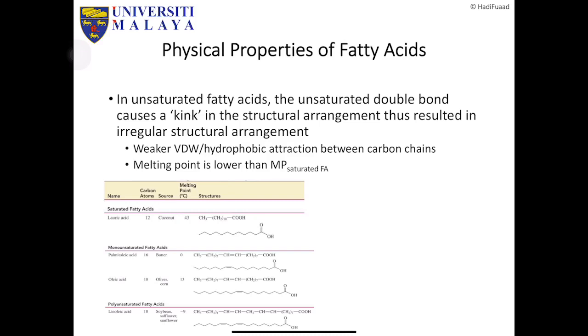Okay, so in unsaturated fatty acid, the double bonds cause kinks in the structural arrangement, thus resulting in an irregular structural arrangement, weaker hydrophobic or van der Waals attraction between the carbon chains, and a melting point that is therefore lower than saturated fatty acid, as you can see here.